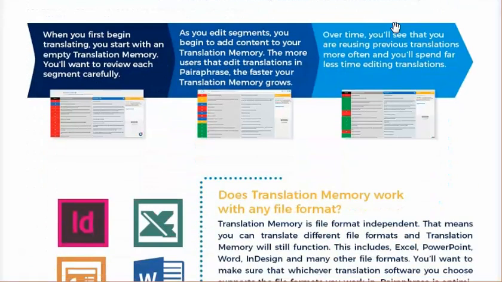So when you first begin translating, you start with an empty translation memory. You will want to review each segment carefully. So in the beginning, the memory does not work. It will work after you translate more and more. As you edit segments, you begin to add content to your translation memory. The more users that edit translations in Paraphrase or any other software or website, the faster your translation memory grows. Over time, you will see that you are reusing previous translations more often and you will spend far less time editing translations.